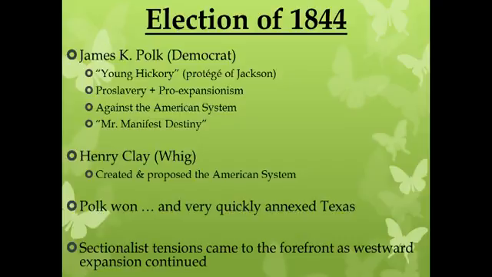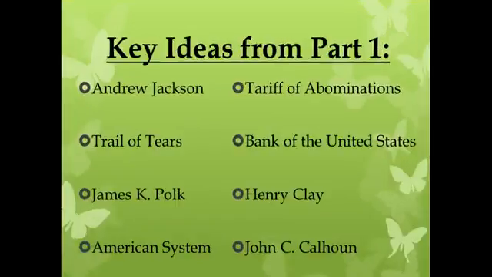So I wanted to wrap this up because I want to show how James K. Polk really kind of continued some of Jackson's policies into his presidency, and what James K. Polk does as president is going to have a significant impact on the future of the United States. So, key ideas from part 1, the key terms we learned about. We learned about Andrew Jackson, very briefly the Trail of Tears, James K. Polk, the American system, the Tariff of Abominations, the Bank of the United States, Henry Clay, and John C. Calhoun.